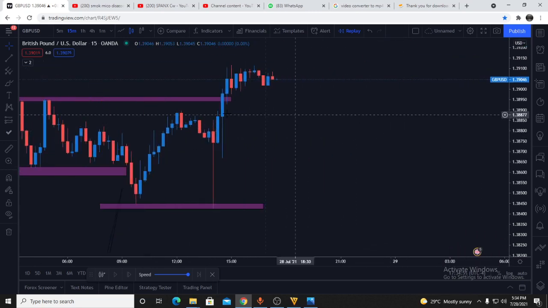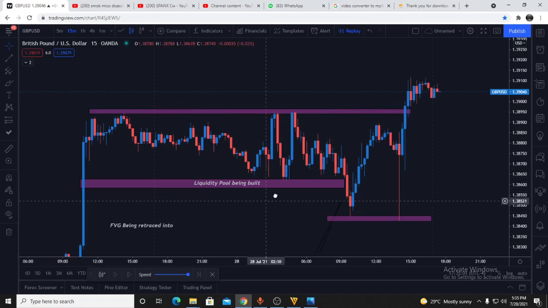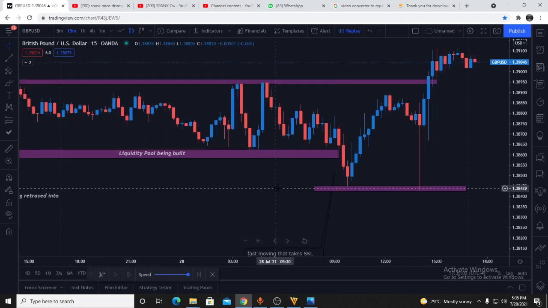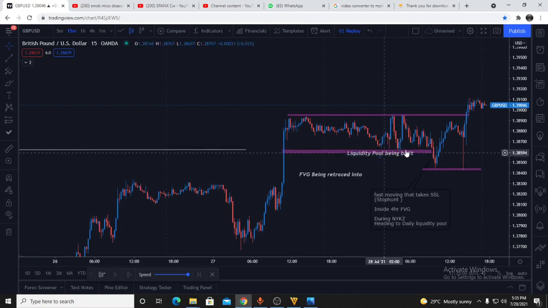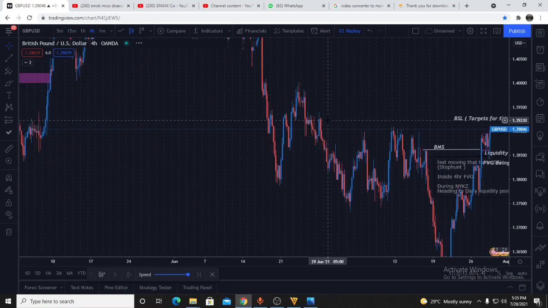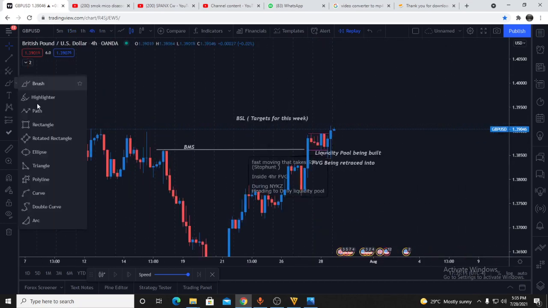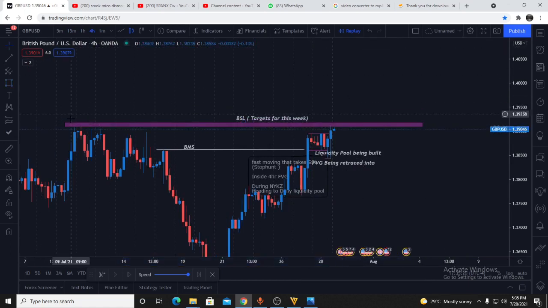So you see this here, this big candle. Look at this, right? Now I initially bought down here. Why did I buy down here? Because again, liquidity. A quick liquidity pool being built, return into a fair value gap, and on the higher time frame, I'm expecting price to run the liquidity above here. Right? This is on a 4-hour chart. The liquidity above here, I'm expecting price to go up to there.